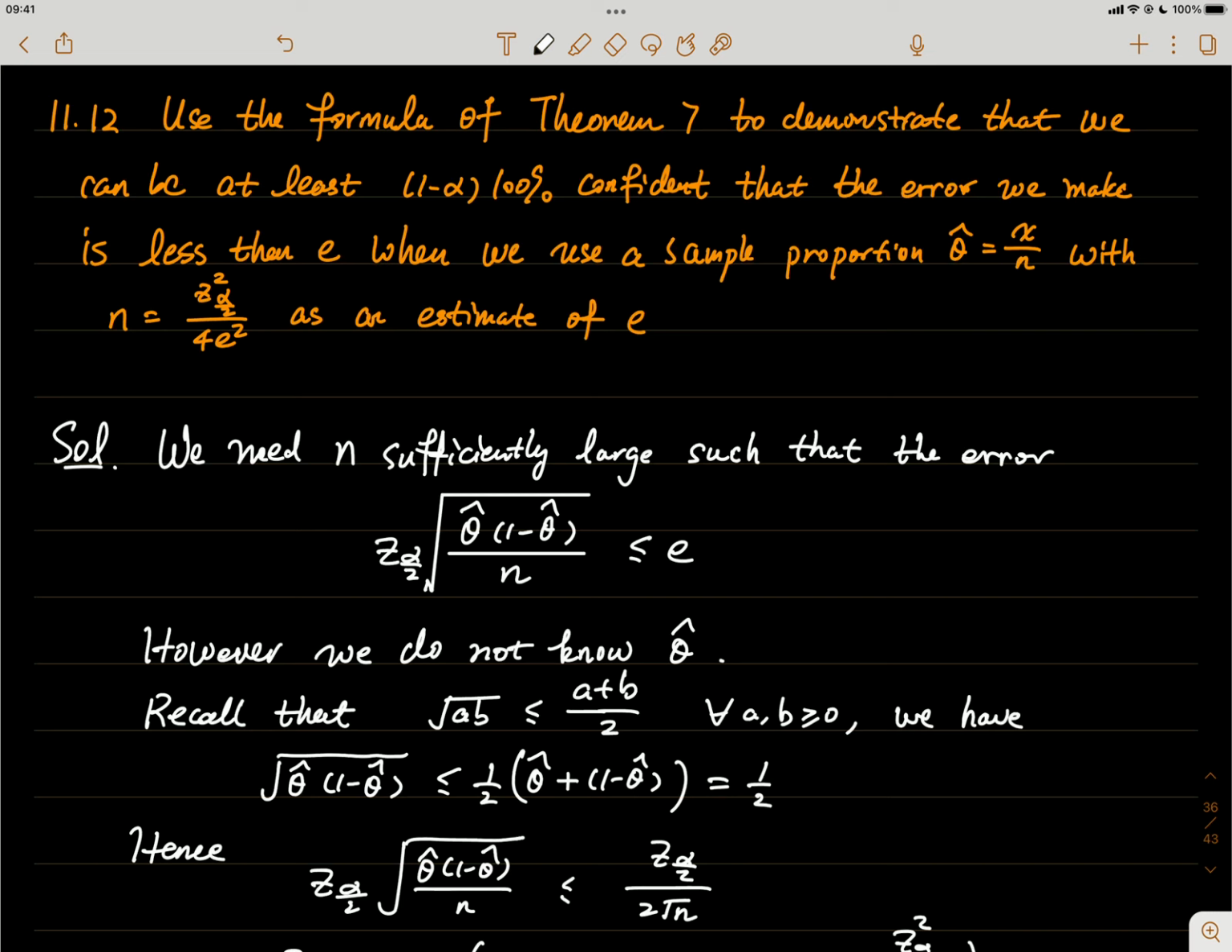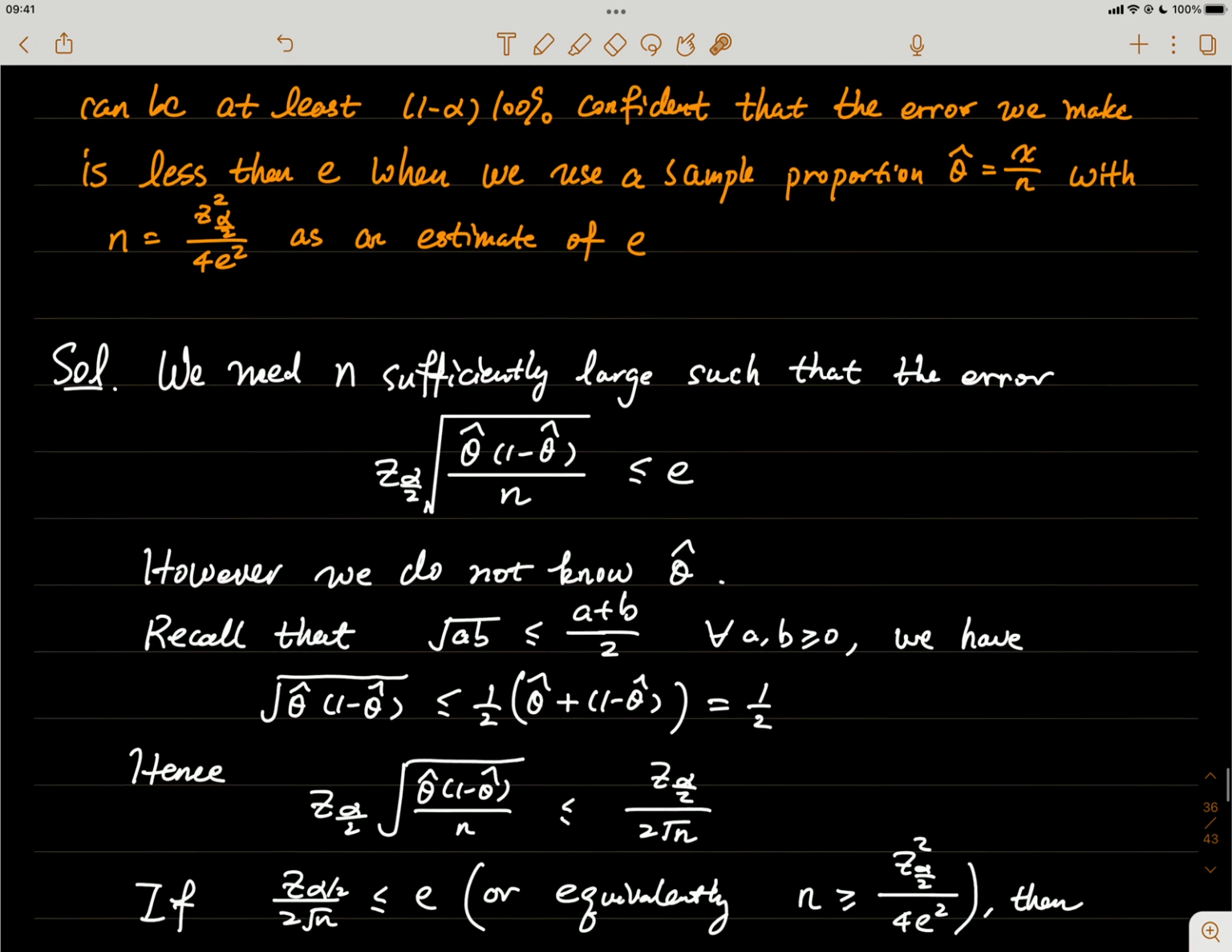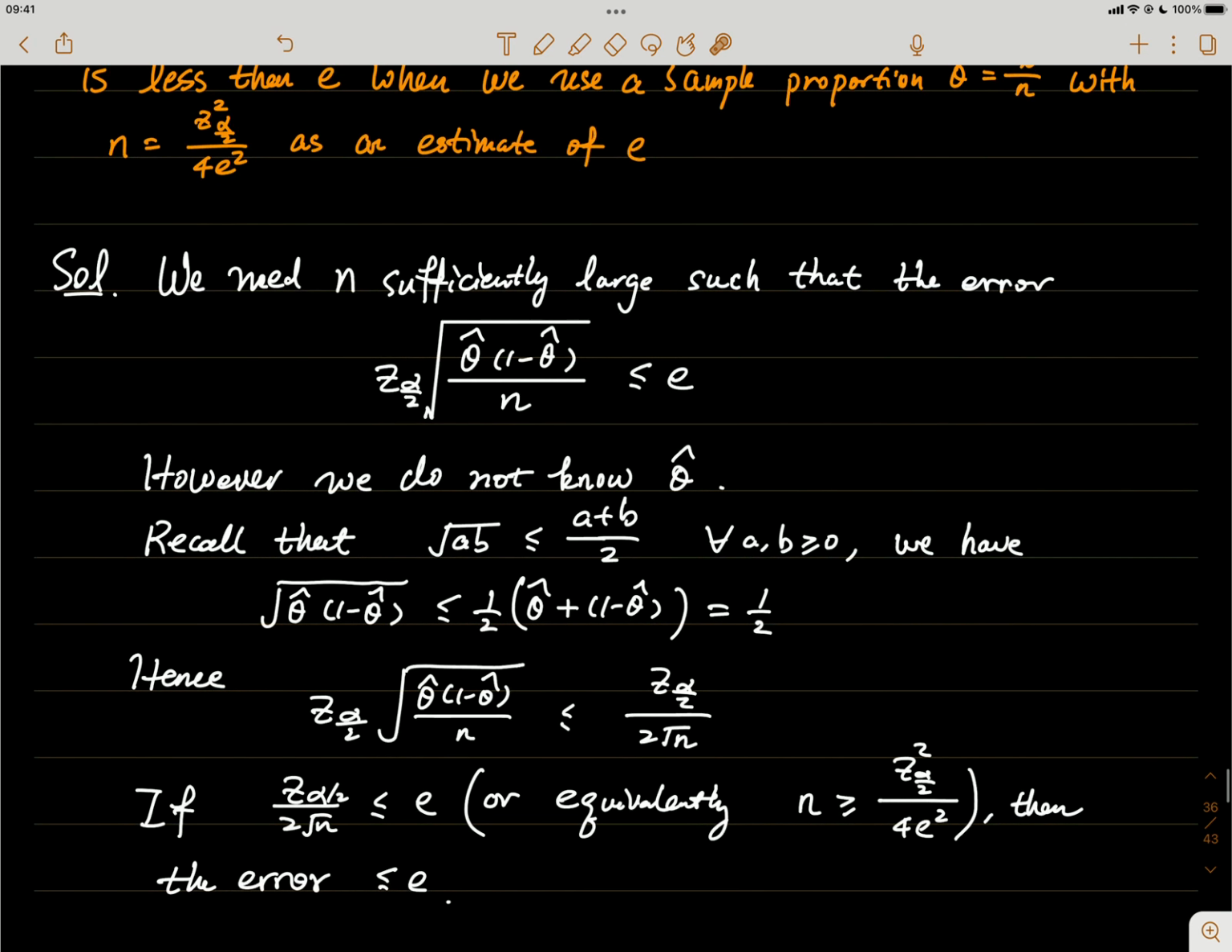Problem 11.12. Use the formula of theorem 7 to demonstrate that we can be at least 1 minus alpha confident that the error we make is less than E when we use the sample proportion theta hat with n equals this as a sample size, as an estimate for E.